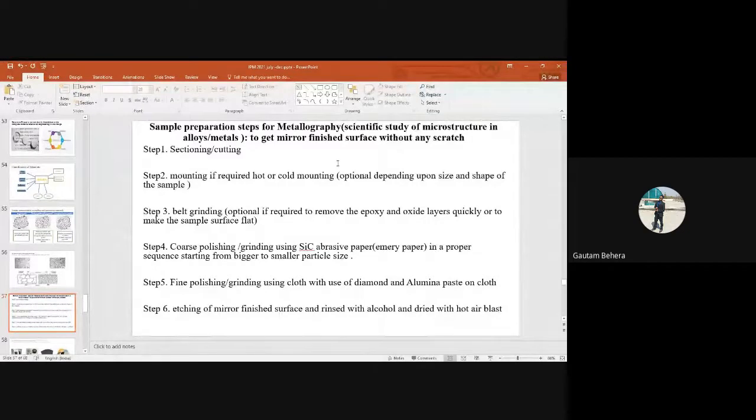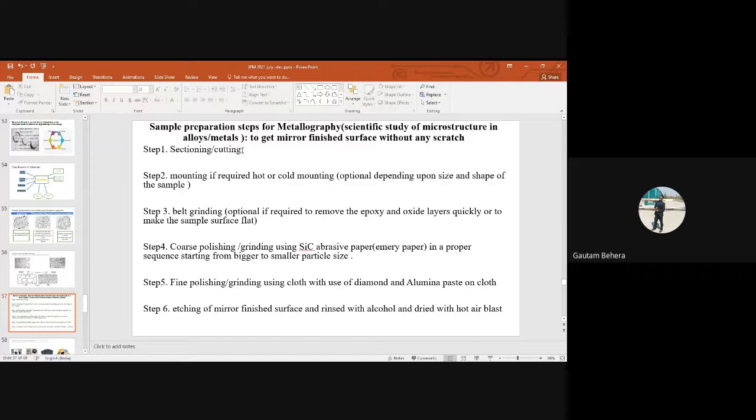You need to prepare a very mirror finished surface first. Here I have written how to get a mirror finished surface without any scratch. The first thing is to prepare a mirror finished surface out of that sample. Then only you will be able to see the microstructures. So first step is what?